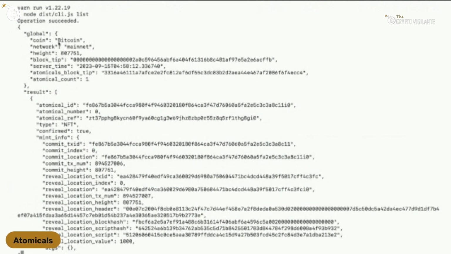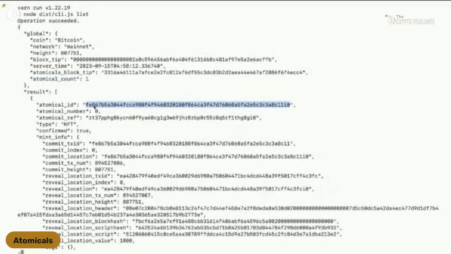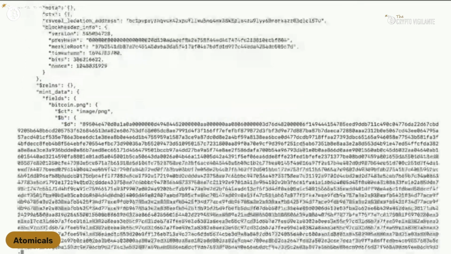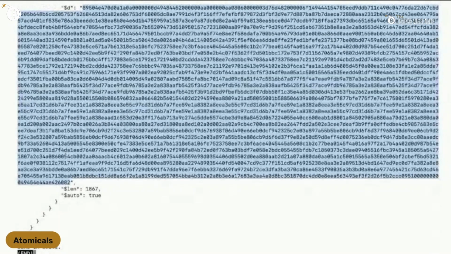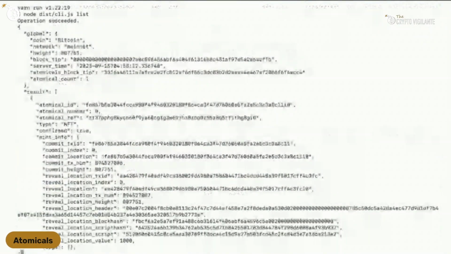We see the atomical count. We've minted 1, so there's an atomical count of 1. The first is the atomical number 0, and we can see there's this atomical ref that is also the atomical ID. And so in this scenario, we'd be able to get a feed of the atomicals and display them in the terminal here. And here's the image data you can see of the Bitcoin PNG.